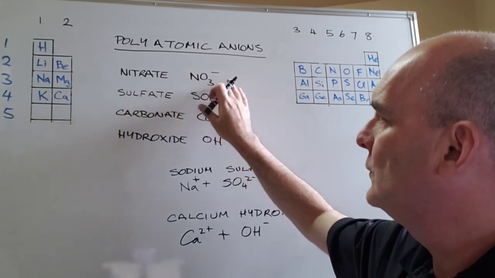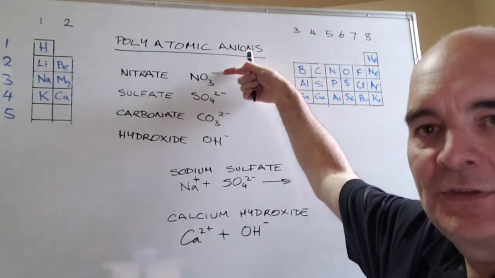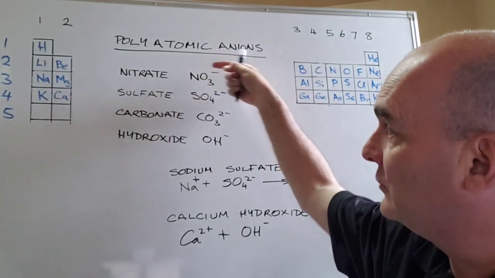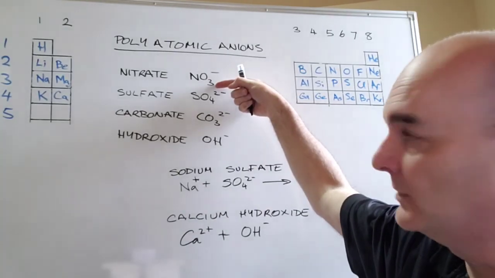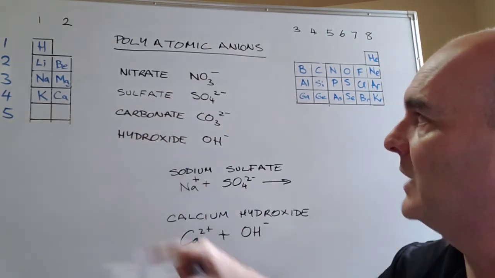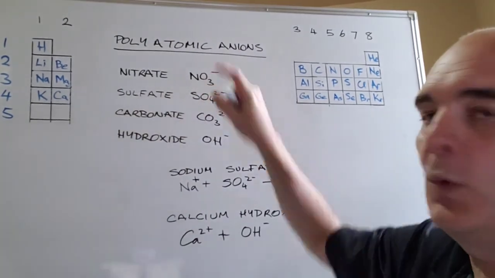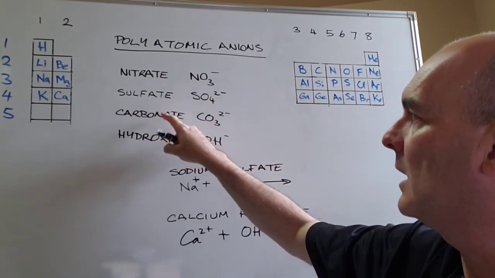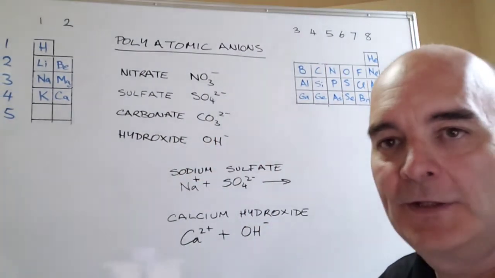Nitrate is NO3 minus. Charges are superscripted, so this tells us that everything in the nitrate only contains 1 minus. There is a subscripted 3. That subscripted 3 tells us only to multiply the atom that immediately precedes it. So nitrate contains 1 nitrogen atom, 3 oxygen atoms, and 1 negative charge. Sulfate is SO4 2 minus, carbonate is CO3 2 minus, and hydroxide is OH minus.